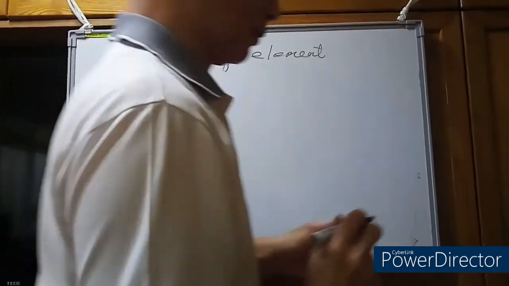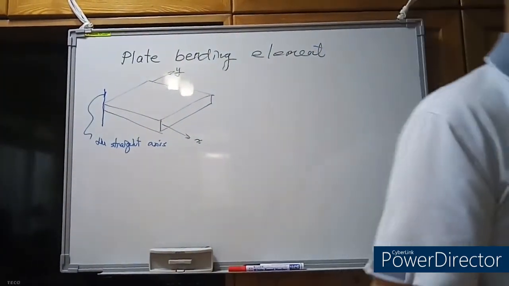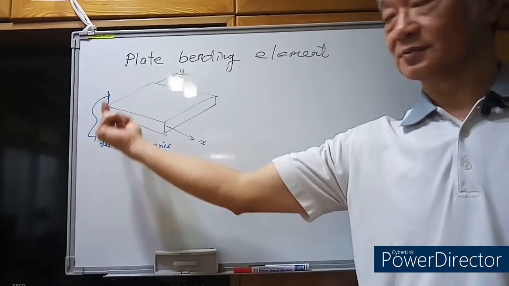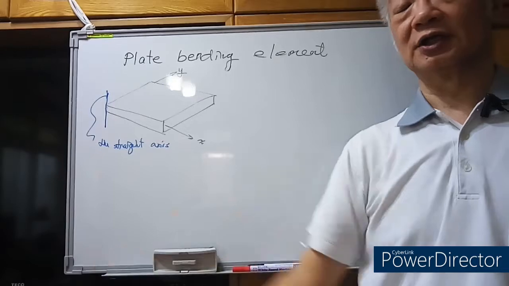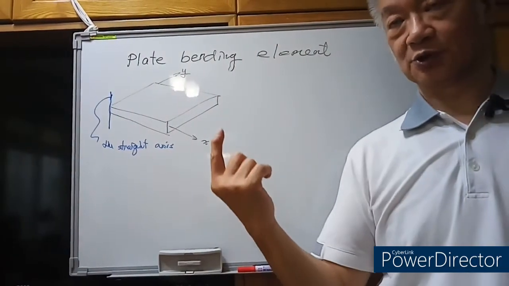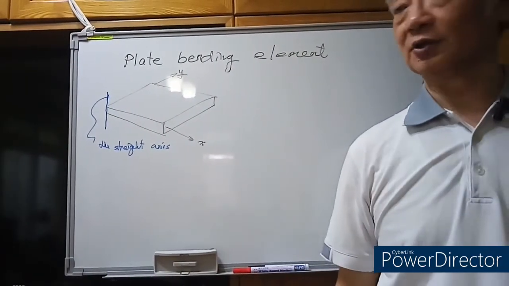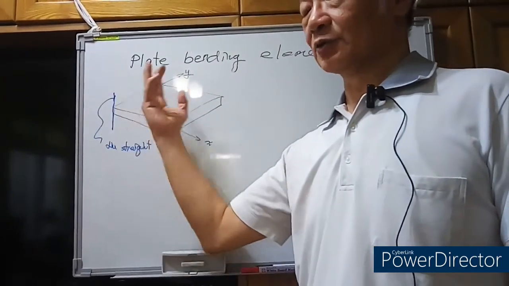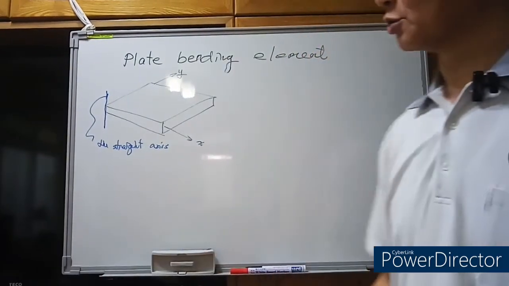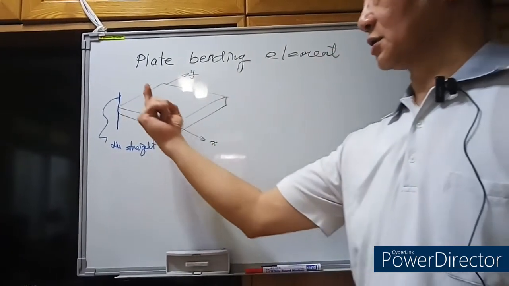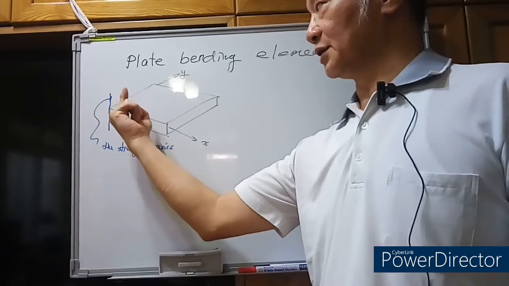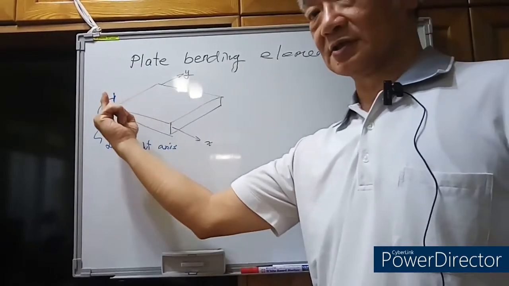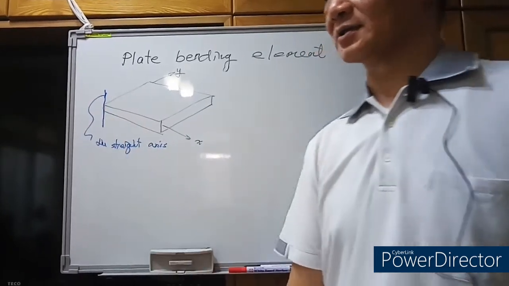Remember, we will assume the straight axis. Right now, the straight axis must be perpendicular to the xy plane. So the straight axis is along the z direction. And for this straight axis, after we apply the loadings to the structure, this axis will rotate about the x-axis. Also, this axis will rotate about the y-axis.